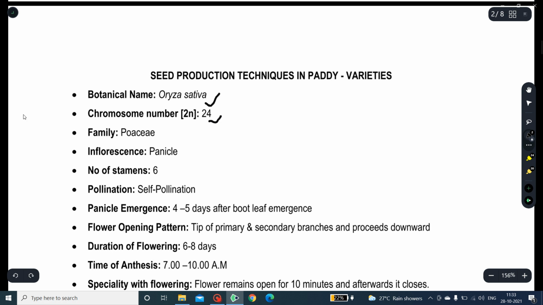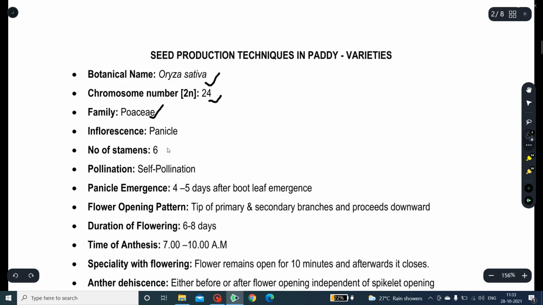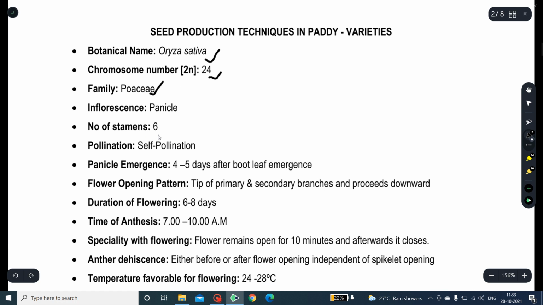It belongs to the family Poaceae, and the inflorescence is a loose terminal panicle with single flower spikelets, and the number of stamens present here is 6. The mode of pollination is self-pollination, and the cross-pollination percentage is about 0 to 4%, and it is a highly self-pollinated crop.